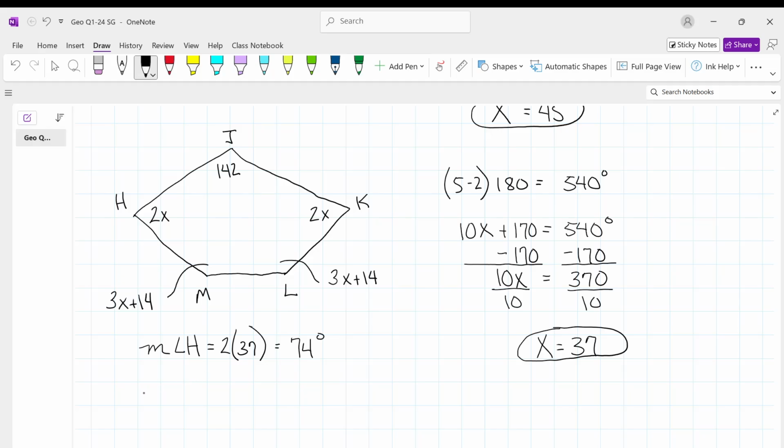And if you needed the measure of angle M, that would be 3 times 37 plus 14, which is 125. All right, so you could substitute the value of the variable into the expression that represents each angle to find each angle. All right, any questions?